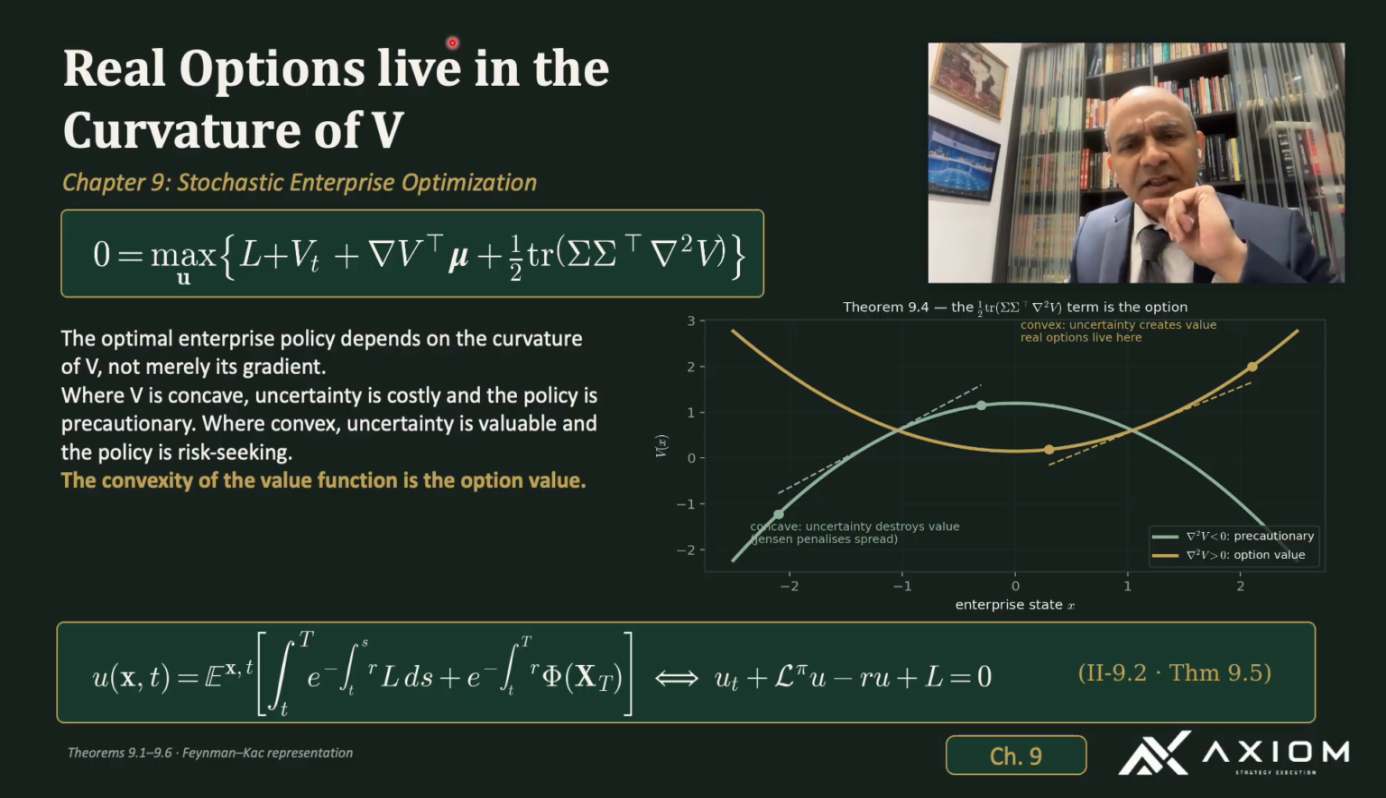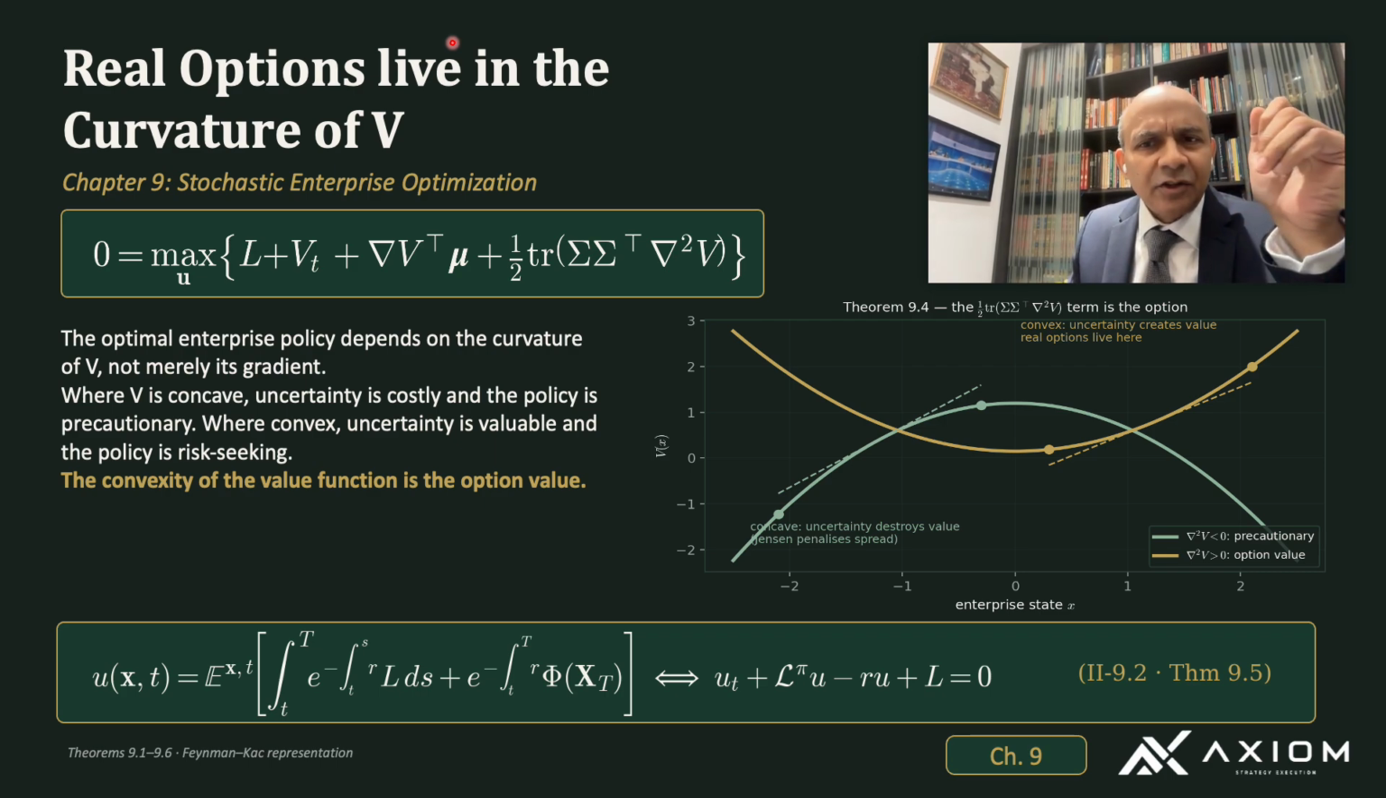For a stochastic enterprise diffusion, any smooth function of the state evolves according to Ito's formula, adding a curvature times variance correction term that has no counterpart in the ordinary deterministic chain rule. Theorem 9.3, stochastic dynamic programming. In stochastic enterprise optimization, the value function satisfies the dynamic programming principle along an optimal policy. Accumulated reward plus remaining value forms a martingale, while under any admissible suboptimal policy, it is a supermartingale.